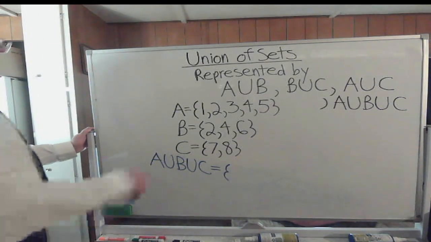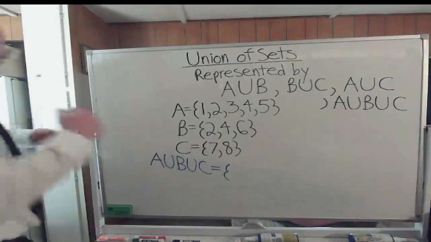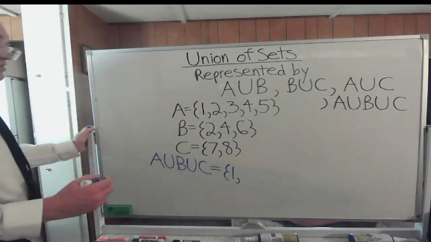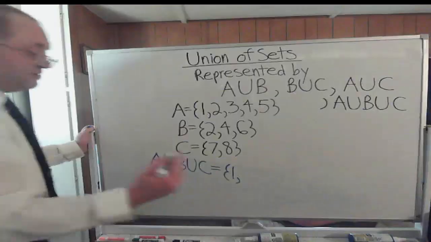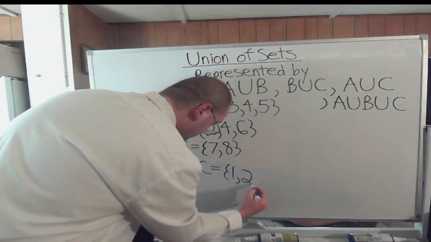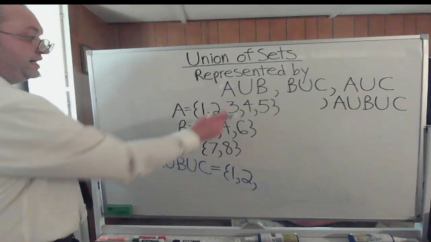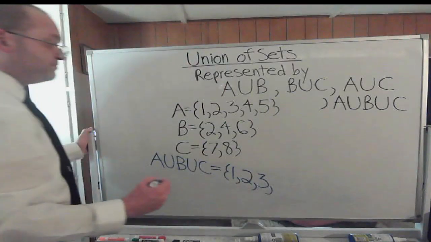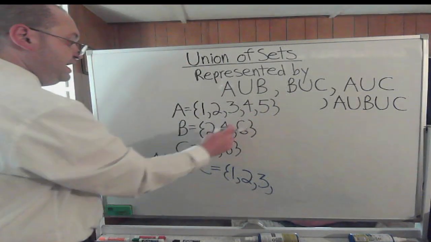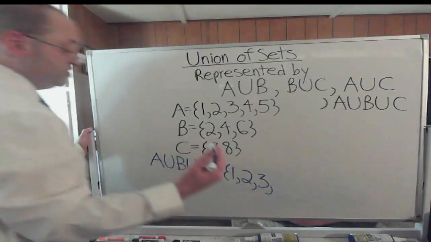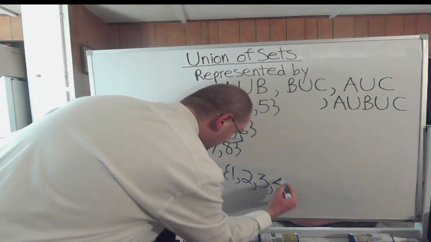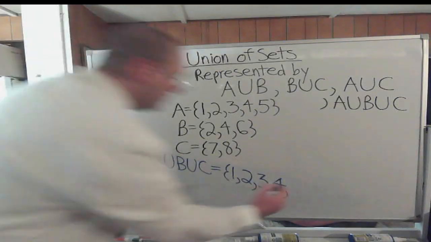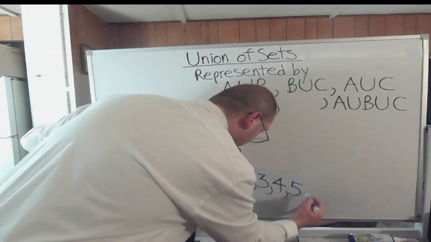So 1 is exclusive to A. So yeah, you'll have 1. Now 2 occurs in both A and B, but you'll have 2 in the united set. 3 only occurs in A, but you'll have 3 in the united set. 4 occurs in both A and B, but you'll still have 4 in the united set. You only have to list it once. You'll have 5 in A, but you'll have that in the united set.